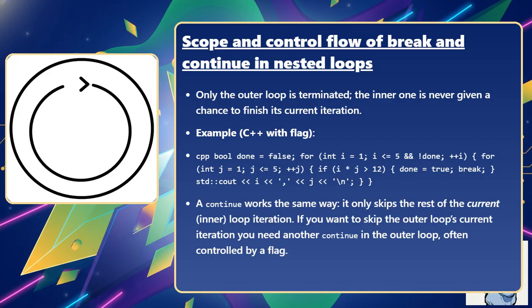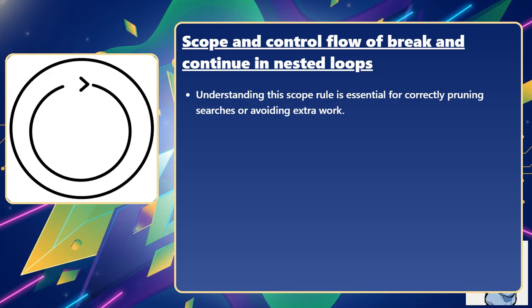A continue works the same way. It only skips the rest of the current inner loop iteration. If you want to skip the outer loop's current iteration, you need another continue in the outer loop, often controlled by a flag. Understanding this scope rule is essential for correctly pruning searches or avoiding extra work.